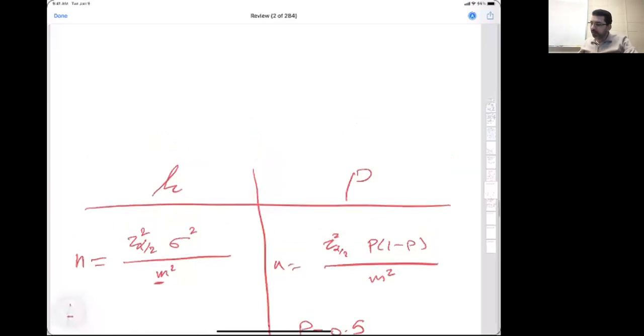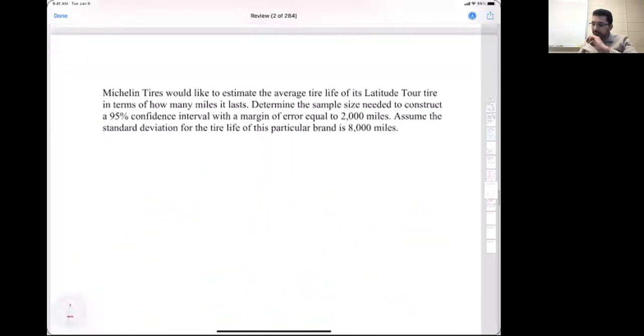Okay, so let's return to this question. Michelin tires would like to estimate the average tire life of its Latitude Tour tire in terms of how many miles it lasts. Determine the sample size needed to construct the 95% confidence interval with a margin of error equal to 2,000 miles. Assume that the standard deviation for the tire life of this particular brand is 8,000 miles.